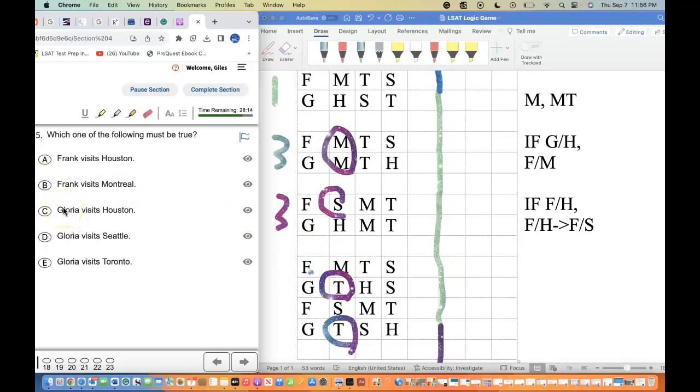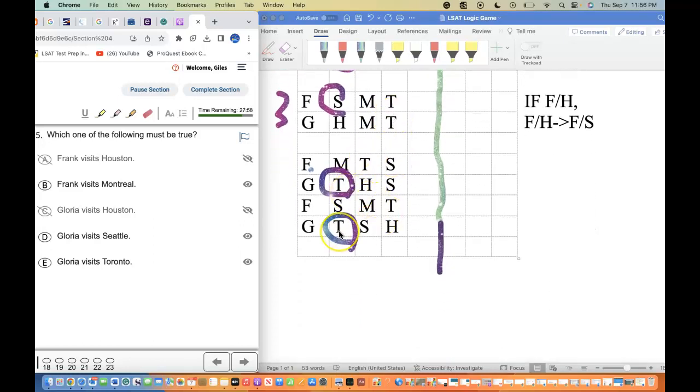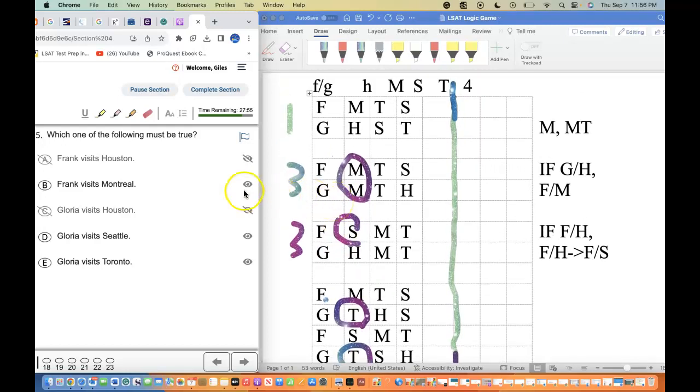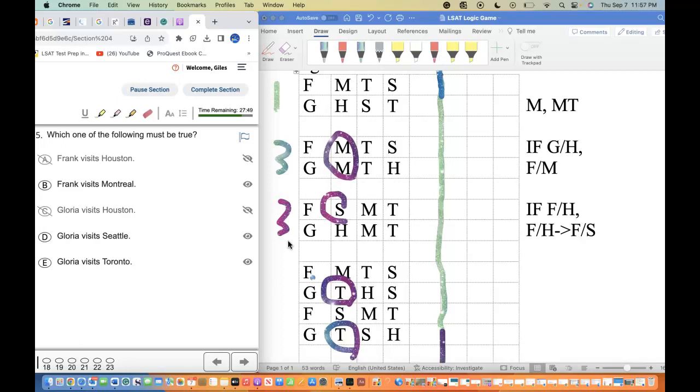Gloria visits Houston, I don't see that. Gloria visits Seattle, I do see that. Gloria visits Toronto. Now, when it comes to Gloria visits Toronto, I see that's 100% complete on all ends. So, just to make sure that we're picking the right one, let's go ahead and see how that was actually done in the game question 2, T being one of the solid representatives. Let's go ahead and choose T, and we got it correct.